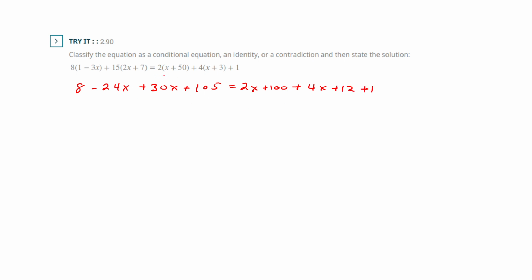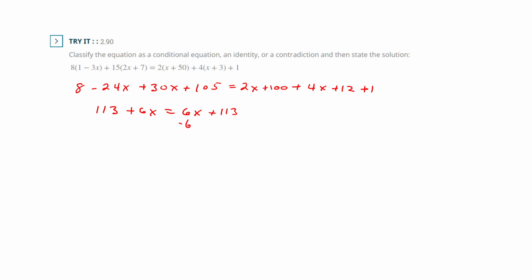Okay, now we've multiplied through. We've distributed all of these. Now there's a lot of cleanup to do. Okay, now I've tidied up both the rooms.